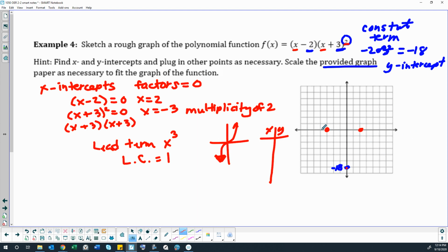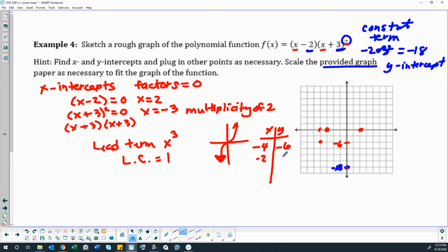So let's plug in some other numbers. An x value of 4 might be helpful. Actually, it's a negative 4, isn't it? If I plug that into my function, negative 4 minus 2 is negative 6, and then negative 4 plus 3 is negative 1. Negative 1 squared is positive 1. So we get a negative 6 times a positive 1, and that gives us a negative 6. That verifies, remember this direction I'm counting by 3s? So that would be negative 6 right there, because we're counting by 3s. So this point right here tells us that our graph is going that way.